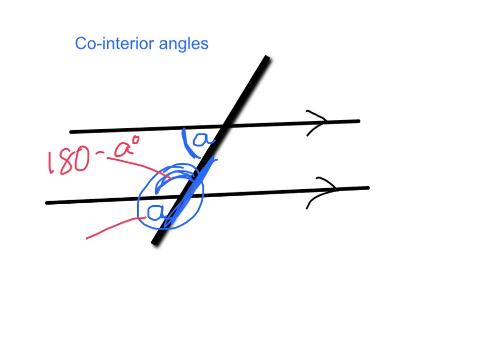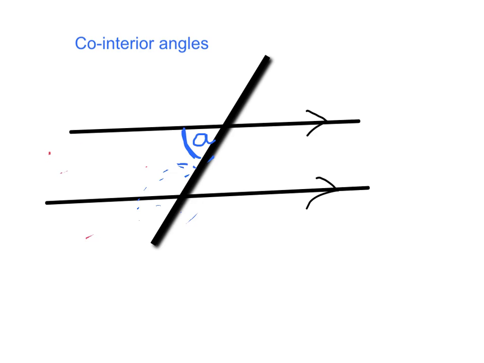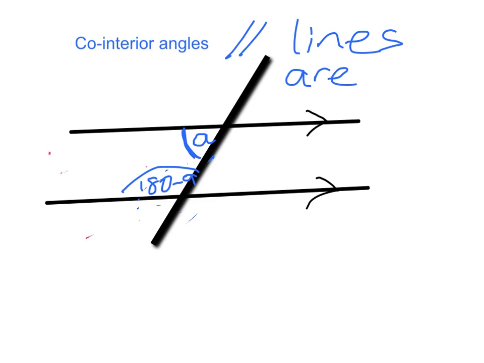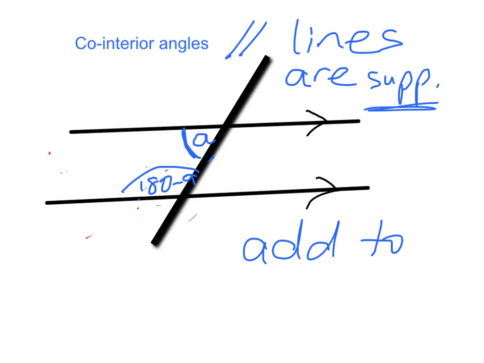Now that's all very messy, so I'm going to erase some of that. Right, we'll get rid of that. So that's where that rule comes from, if you want to have a think about that. But once we know the rule, we just say that co-interior angles, parallel lines, are supplementary, or are sup. If we can't remember the word for add up to 180, we can say add to 180 degrees. Okay, on the next slide there are 3 questions to practice.